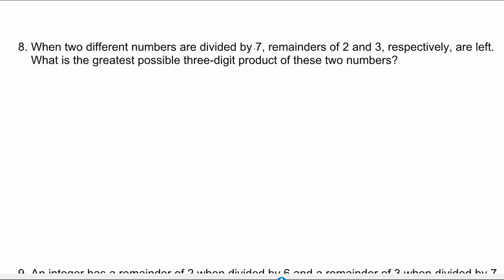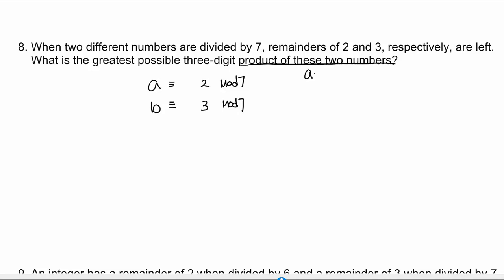Okay. Now first set up the equation. The two numbers are A and B. When divided by 7, in the same modular system, in modulo 7, the remainder is 2 for one and 3 for the other. So the question is asking for the product of these two numbers.